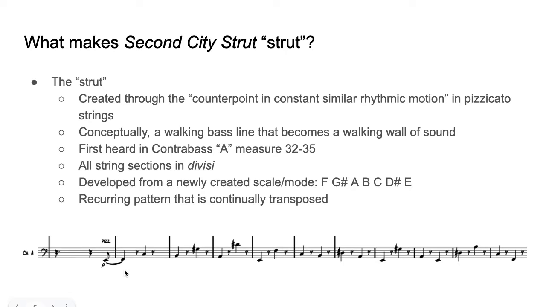And from this new scale that I created, F, G sharp, A, B, C, D sharp, E, this recurring pattern occurs that is continually transposed. And that pattern from this bizarre mode, this cycle, runs root, fifth, fourth, second, third, sixth, seventh. And that's the first half.